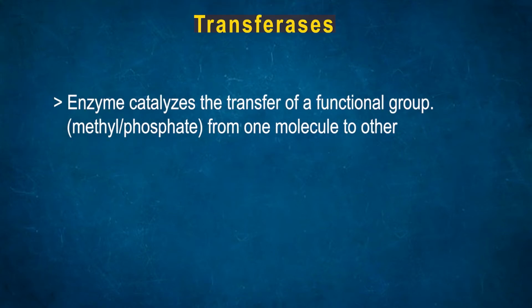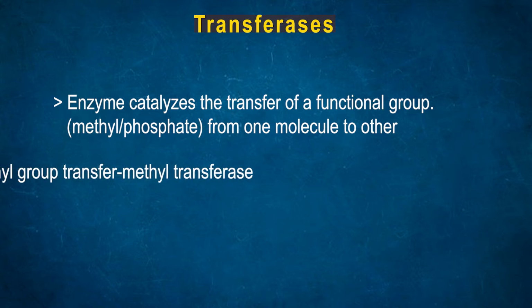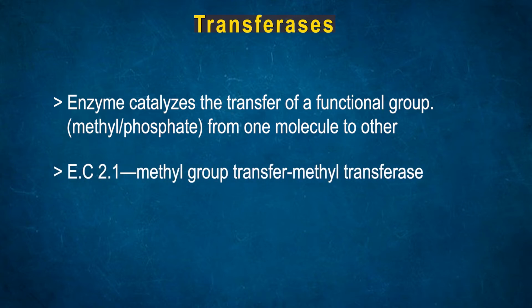Number 2, transferase. These enzymes catalyze the transfer of a functional group, that may be methyl or phosphate, from one compound that acts as donor to another that acts as acceptor. EC 2.1, methyl group transfer happening here, like methyltransferase. EC 2.2, transketolase, where a ketone group is transferred.